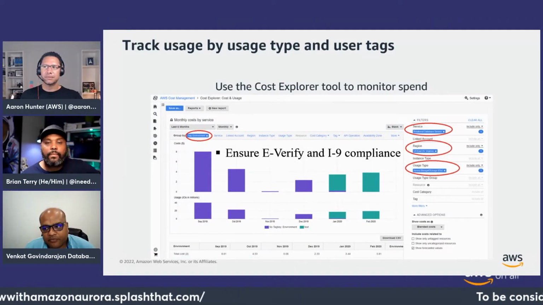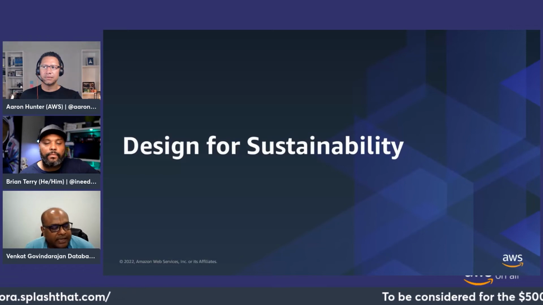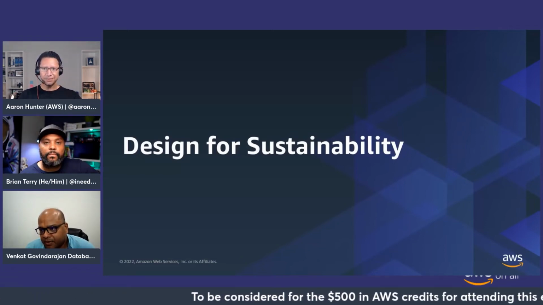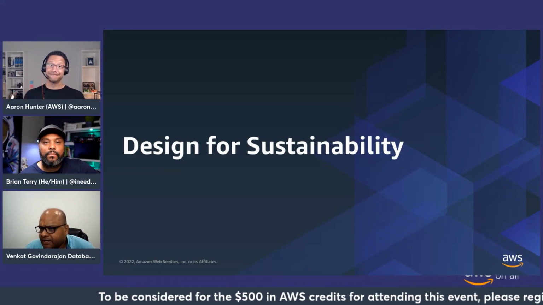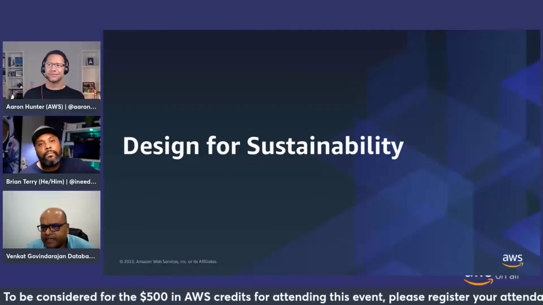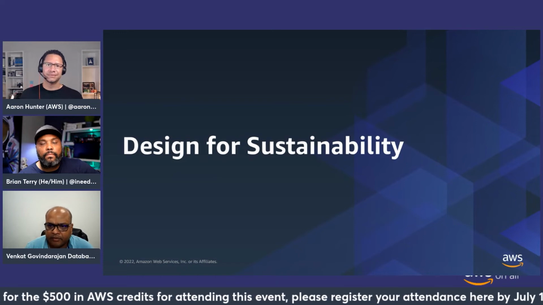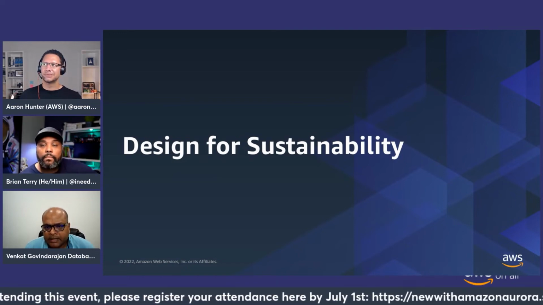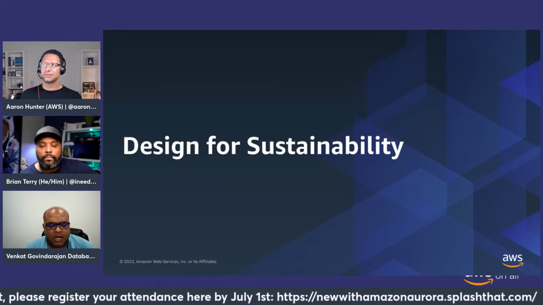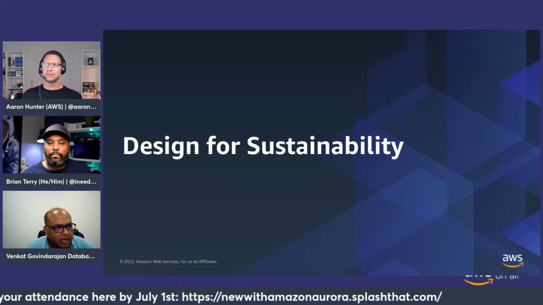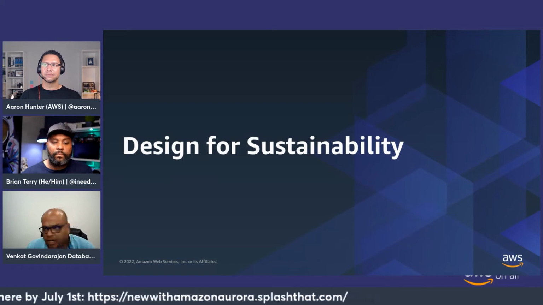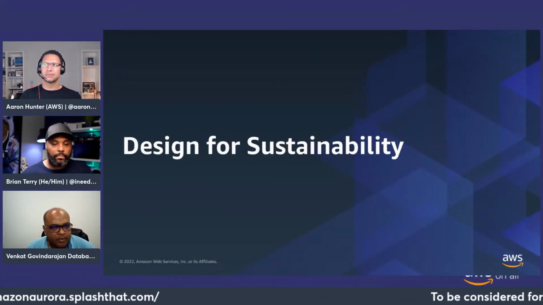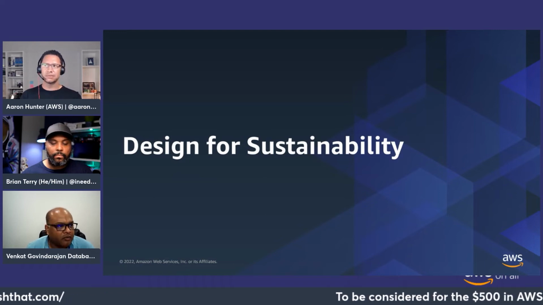Now, the final section of this is designing for sustainability, right? And I'm very passionate about this because we recently introduced this pillar, right? And this pillar is also part of the Well-Architected review, and it's about, so cost optimization is not about dollars and cents. It's also about reducing your carbon footprint, thereby reducing your impact on future generations.